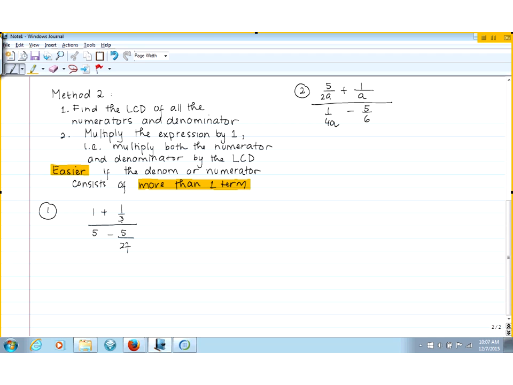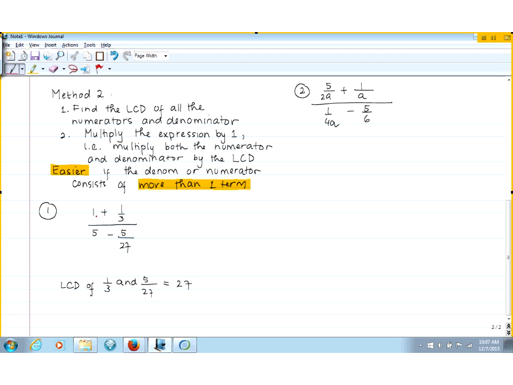So 3 and 27, what is the LCD? What is the LCD of 1 over 3 and 5 over 27? Come on, you guys know this. 27? Does everybody know it is 27? Yes? Okay. So, 27.